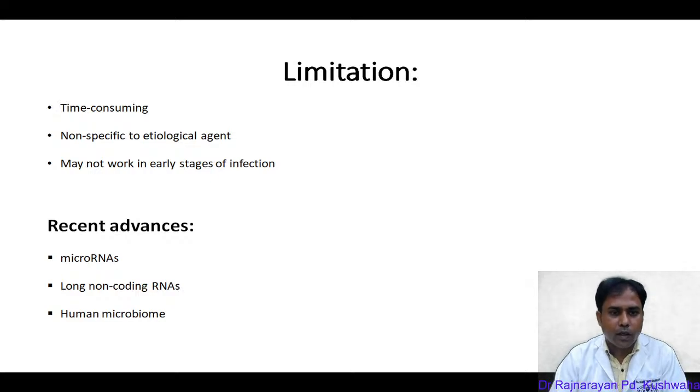It is time consuming, it takes time to give a result, and it is non-specific to the etiologic agent, because these biomarkers cannot define which etiologic agent the person is infected with, and they may not work in the early stages of infection. At a certain stage of disease these biomarkers give good results. Some recent advances in biomarkers are microRNA, long non-coding RNA, and the human microbiome. These are three recent biomarkers.